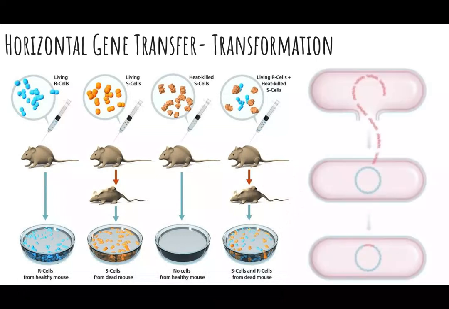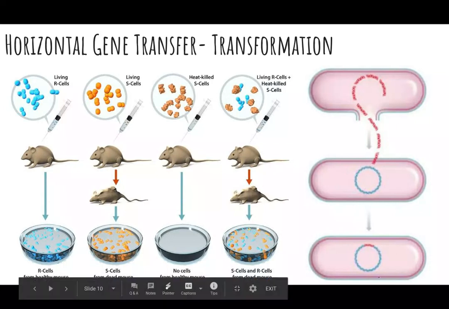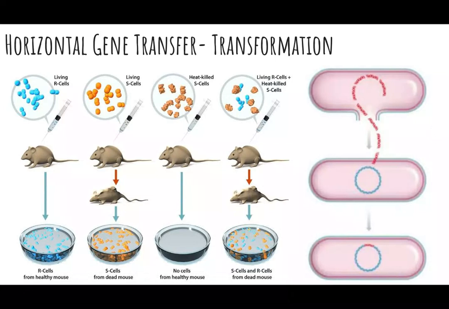So what was happening was when the smooth cells were heat killed, their DNA got released into the environment, and then the rough cells were able to pick up that DNA, and that was able to transform them into smooth cells. So we call this ability to take up DNA from the environment transformation. So in transformation, DNA in the environment, which is usually going to occur when a bacterium dies and releases its DNA, is then taken up by a living cell.